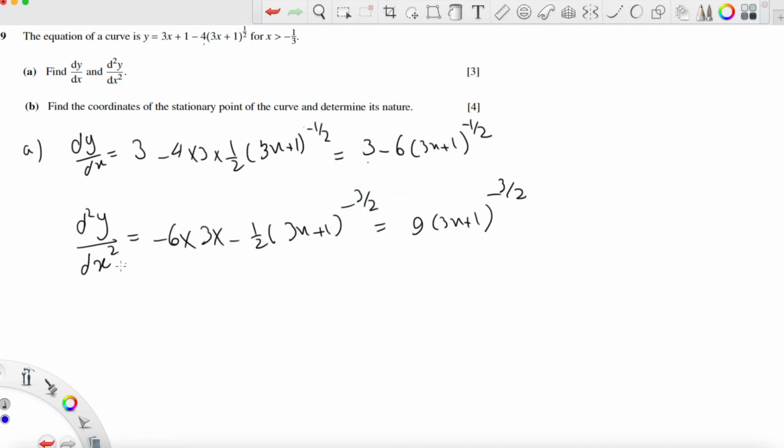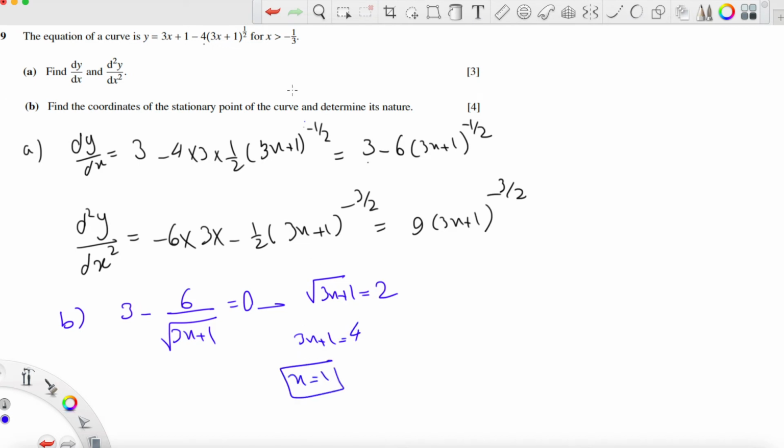The second part, we need to find root first. In order to find the coordinate of the stationary point, first we find the root of the first differentiation. So I write in this form 3 minus 6 over root of 3x plus 1 is equal to 0. So root of 3x plus 1 must be 2. So 3x plus 1 is 4. X is 1. As it is within the domain, more than negative 1/3, it is acceptable.